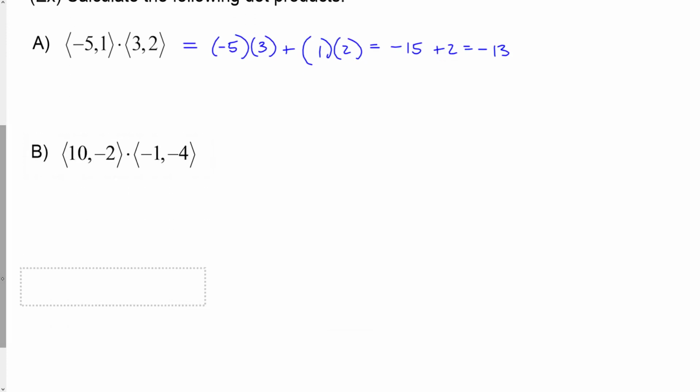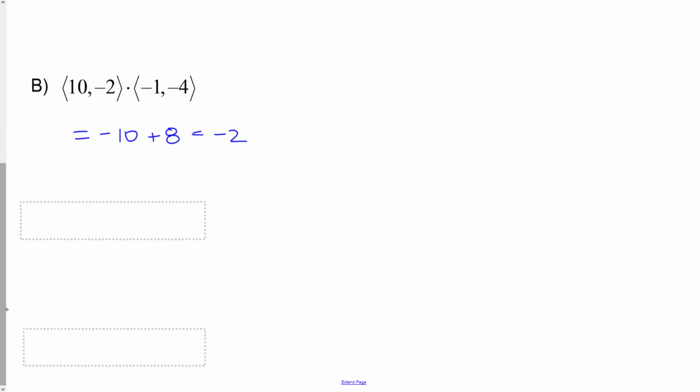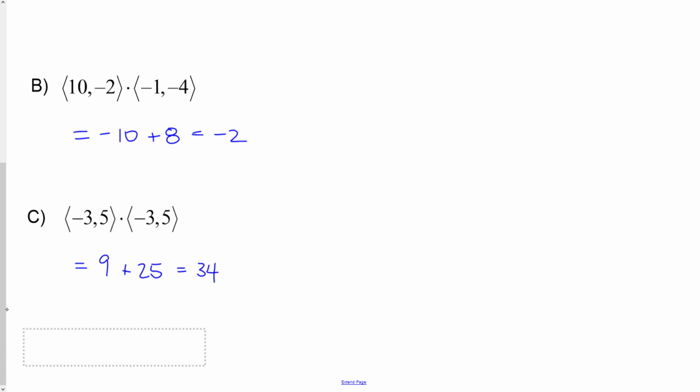Okay, next up, 10, -2 dot -1, -4. So 10 times -1 is -10. -2 times -4 is 8. So the result of that dot product is -2. -3, 5 dot -3, 5. So -3 times -3 is 9. 5 times 5 is 25. Notice we've just basically squared each component here when taking the dot product with respect to itself. When we add these together, that is 34.